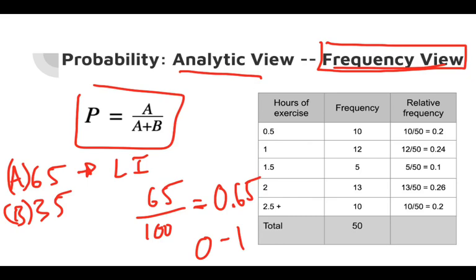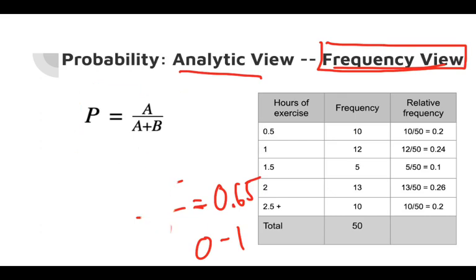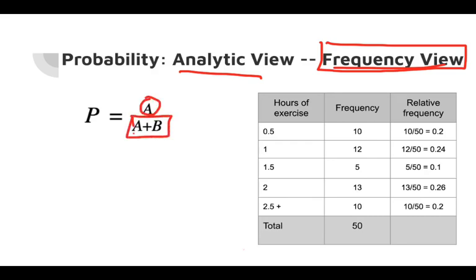So that's the analytic way of thinking about it. You take how many individuals in your sample have a certain trait divided by the total number of individuals, okay? And that's the analytic view. And it plays in really similarly to the frequency view.